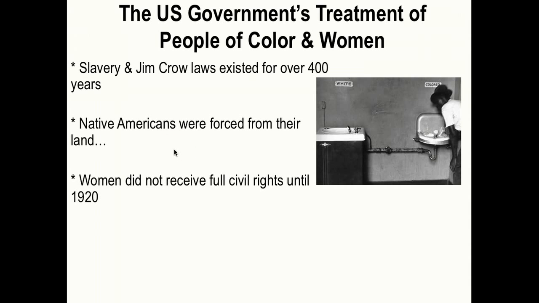As I said before, women did not always, and still don't always, get treated perfectly well. Though the government does prevent women from being discriminated against now, women did not get the right to vote until 1920. In terms of our history, that's really not that long ago.